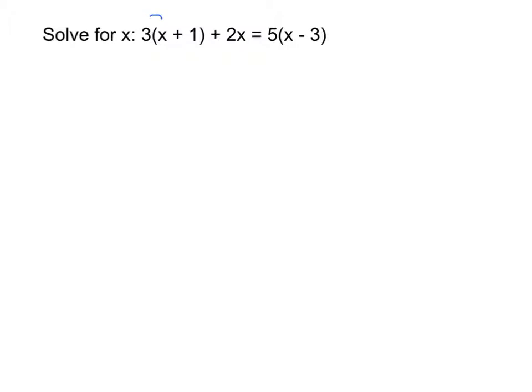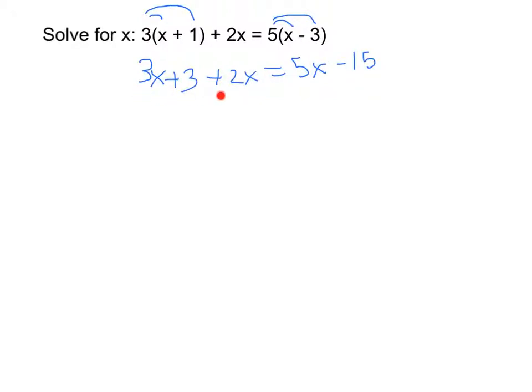First, on the left-hand side, we're going to distribute the 3, and we get 3x plus 3 plus 2x equals, and on the right-hand side, we're going to distribute the 5. So this equals 5x minus 15. Perfect. Now we need to combine like terms.